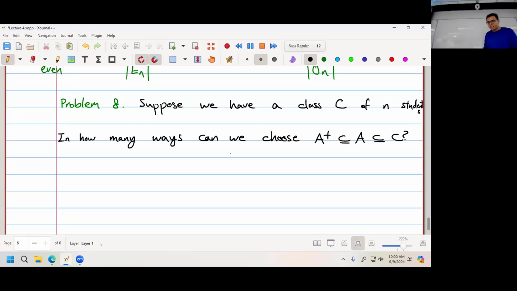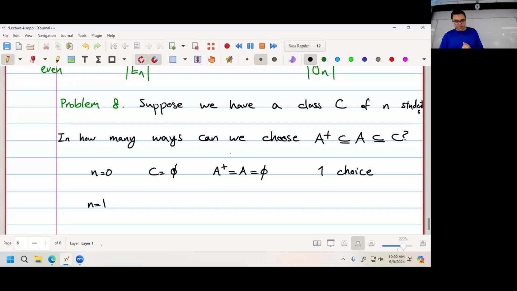So let's say, first case, n is 0. What does this mean? This means that the class is empty. So the set of people who are getting A plus and the set of people who are getting A has to be empty as well. So A plus must be equal to A, must be equal to empty. How many choices do I have? I have only one choice. The only choice is to choose the empty set for both A and A plus. So one choice.